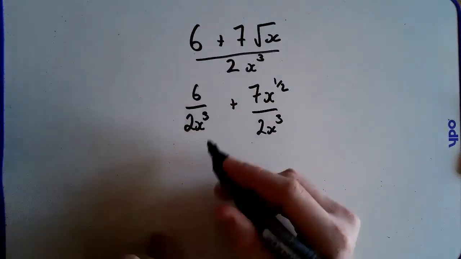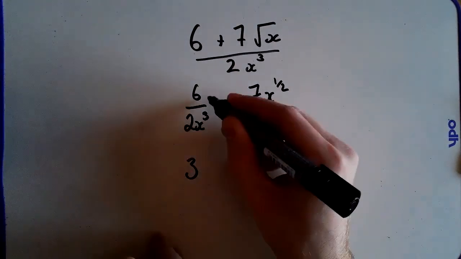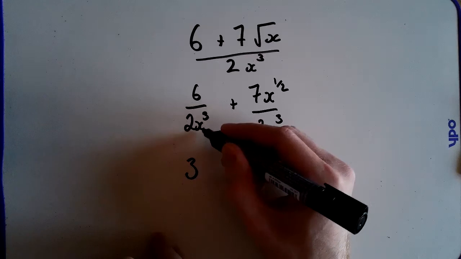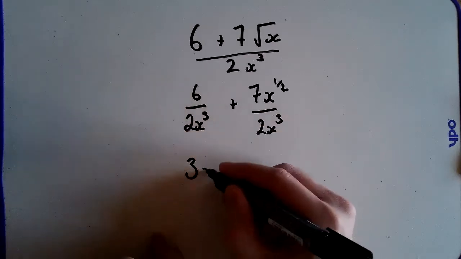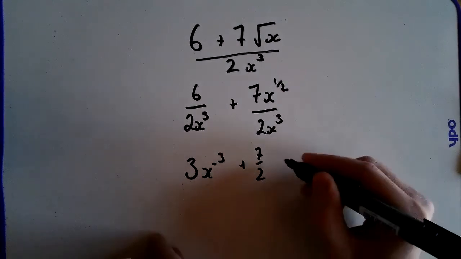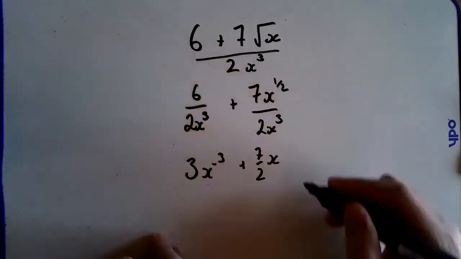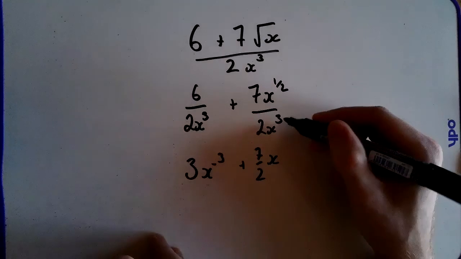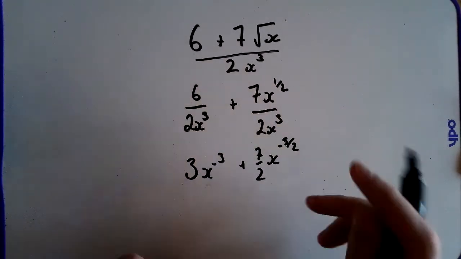6 over 2 is 3. And then I've got no x's divided by x cubed, so 0 take away 3 is minus 3. Plus 7 over 2, x to the half, take away 3. Well, that's 1 over 2 take away 3, so that's minus 5 over 2.